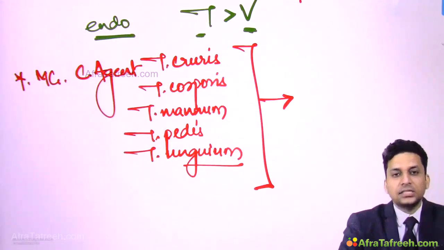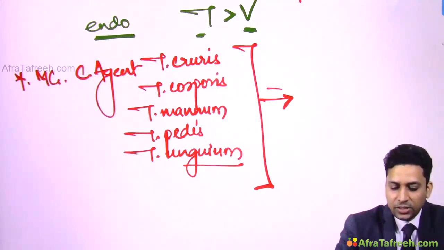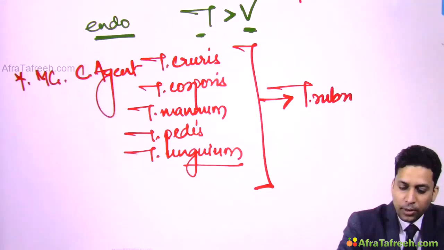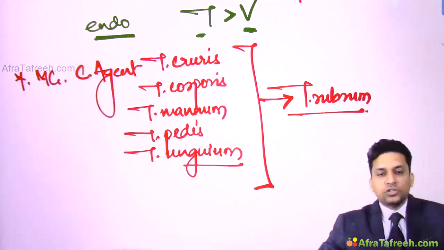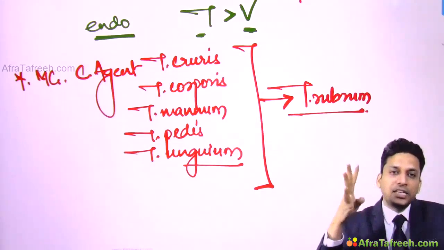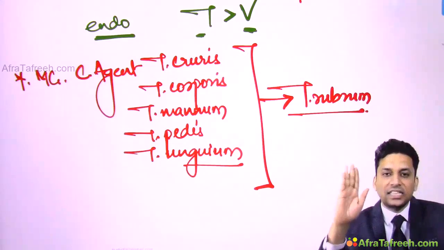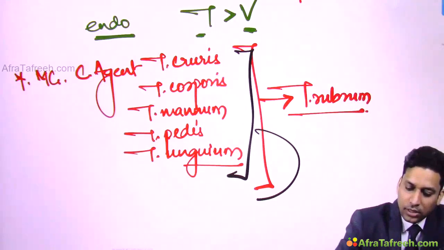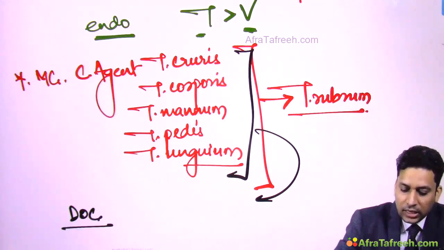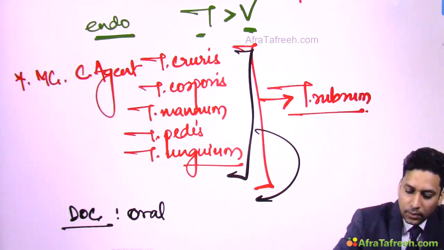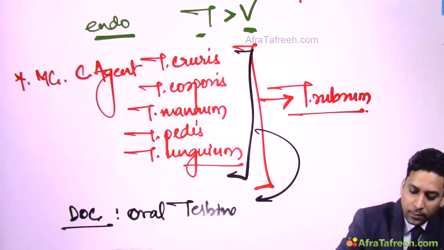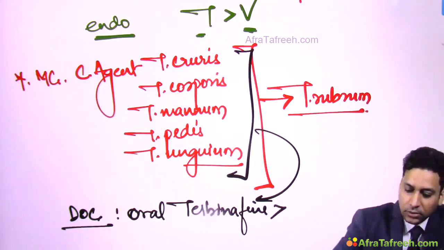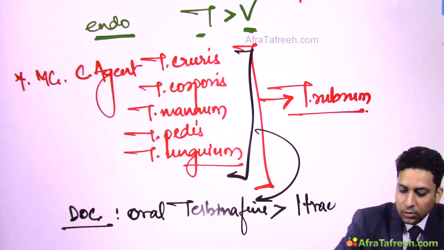So for all these, the causative agent is the same, that is Trichophyton rubrum. For tinea cruris, corporis, manuum, pedis and unguum, the causative agent is the same, and that is rubrum, and that is the reason why the drug of choice for all these is also the same. The drug of choice for all these is oral terbinafine. If terbinafine is not given, choose itraconazole.